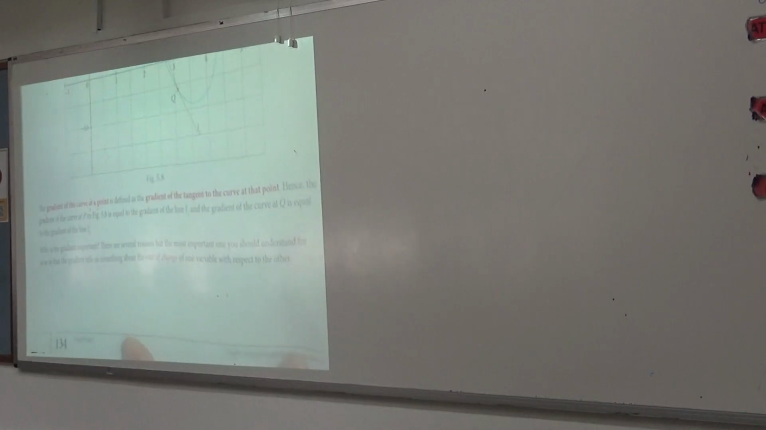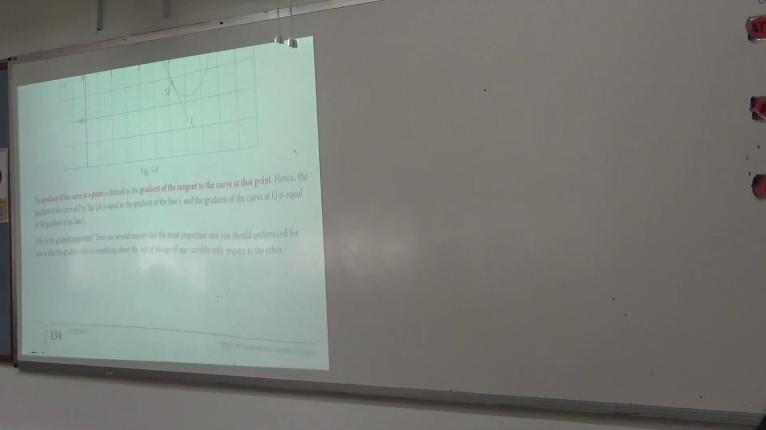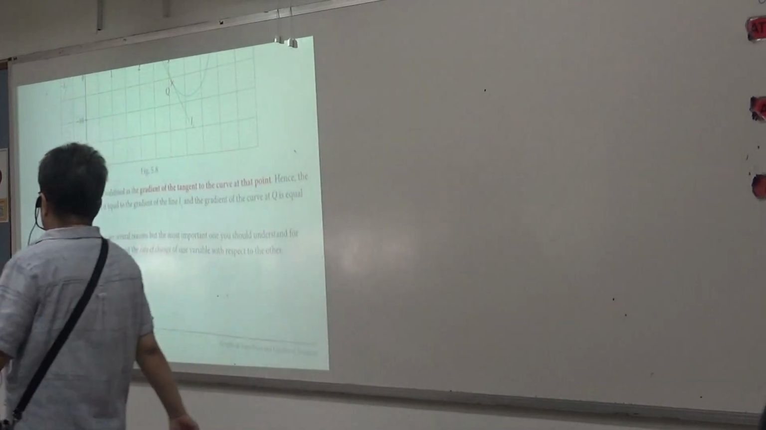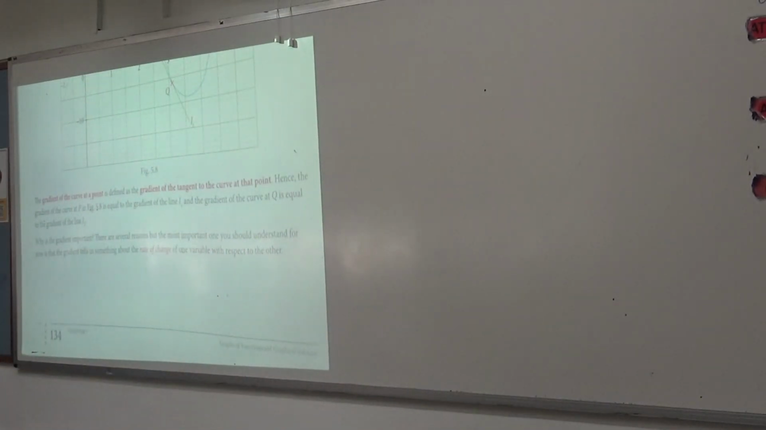The red one. This one is important. I want you to take note and underline some of the things here. The gradient of the curve at a point is defined as the gradient of the tangent to the curve at that point. Hence the gradient of the curve at P is equal to the gradient of line L1. And the gradient of the curve at Q is equal to the gradient of line L2. Why is the gradient important? We'll do some more in the next section and also when we're in Sec 4. There are several reasons, but the most important one you should understand for now is that gradient tells us something about the rate of change of one variable with respect to the other.